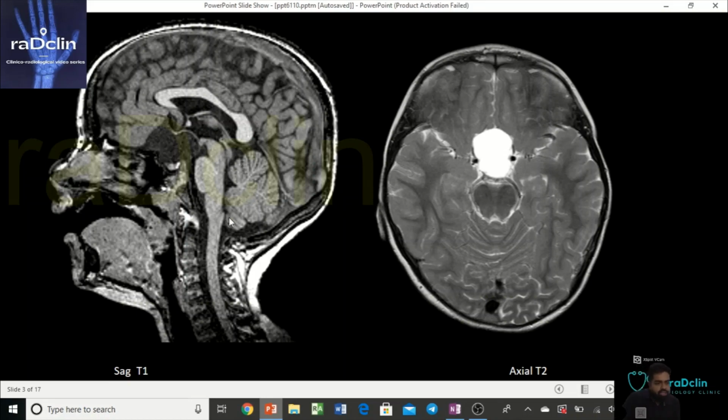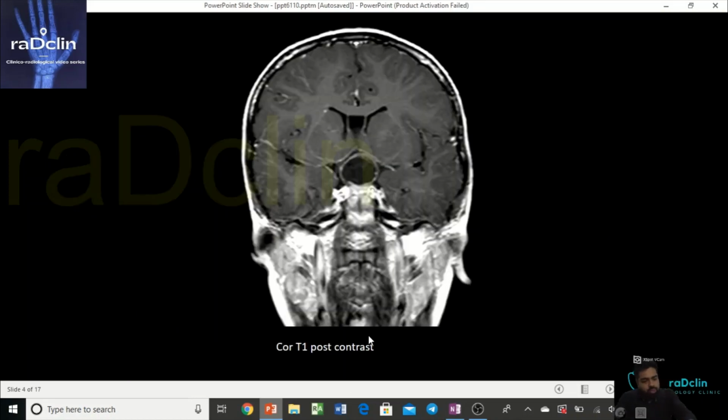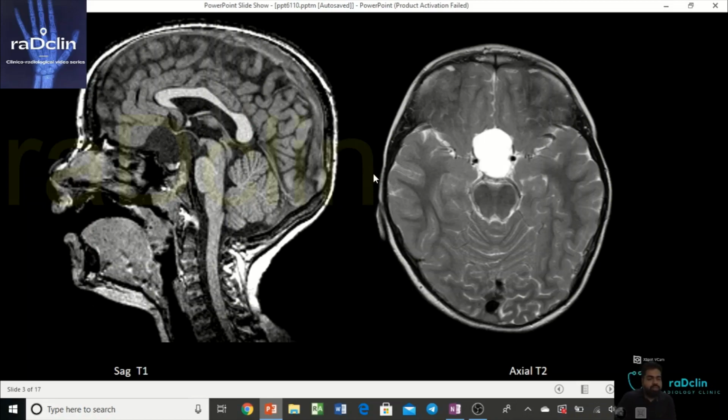Now on sagittal T1 and on T2, you can see in sagittal T1 it's not hyperintense. The pituitary gland is over here, displaced downwards. On the T2 it's very hyperintense, which predominantly confirms that it's basically a cystic lesion. On the post contrast scan, you can see there's a peripheral rim of contrast enhancement around it. Basically this lesion came out to be an adamantinomatous craniopharyngioma.